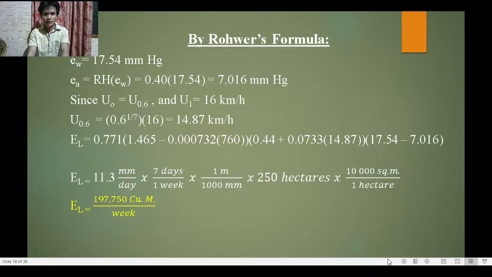So E sub L, or the evaporation rate, is equal to 0.771 times 1.465 minus 7.32 times 10 raised to negative 4 multiplied by 760, times 0.44 plus 0.0733 times 14.87, times 17.54 minus 7.016. So E sub L is 11.3 millimeters per day, and we need to get the evaporated volume per week. So converting, we have 197,750 cubic meters per week.